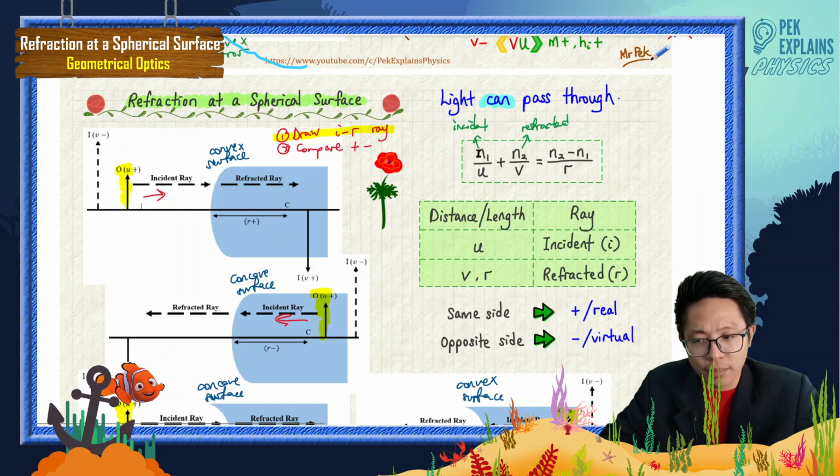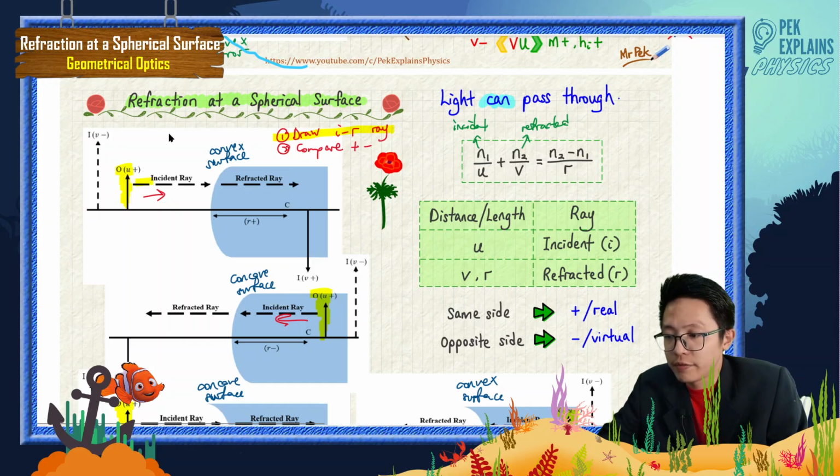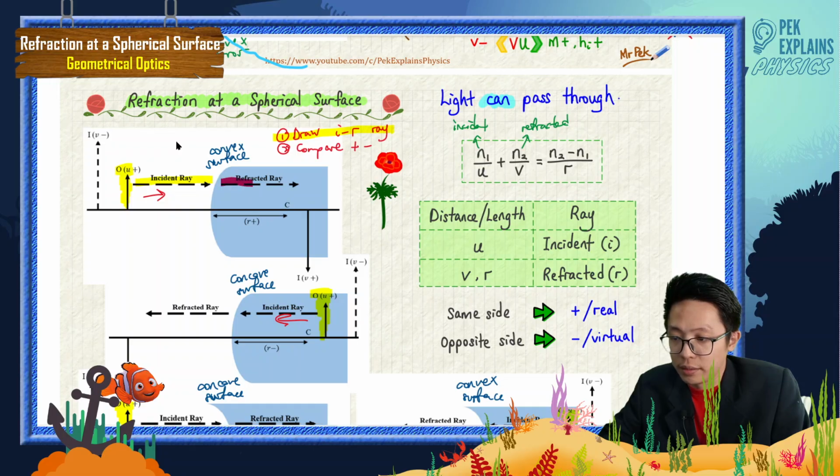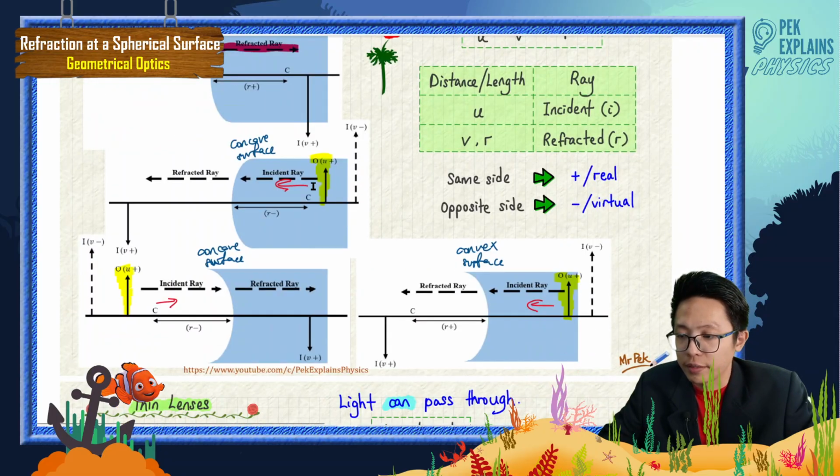Okay. Just now I was talking about the refractive index, N1, N2, N2 minus N1. First of all you must draw the incident ray and refracted ray, as I said before. This is the incident ray and the following is the refracted ray. Understand? Reflected ray and refracted ray.